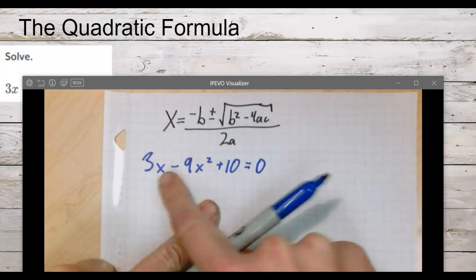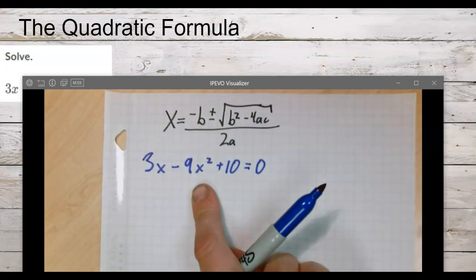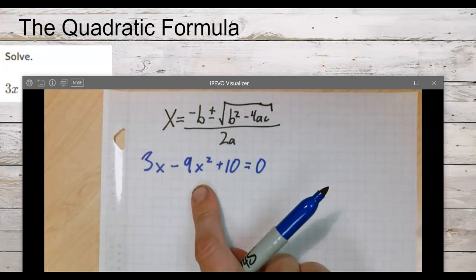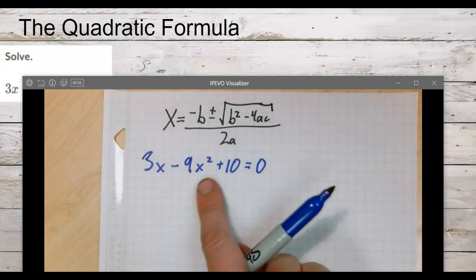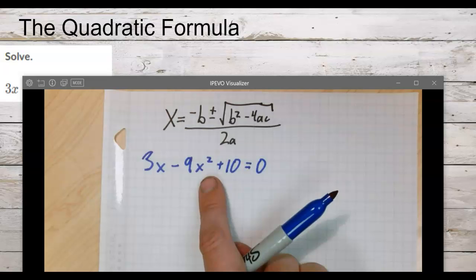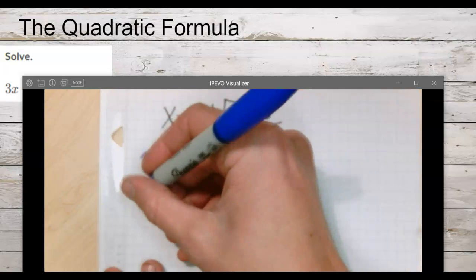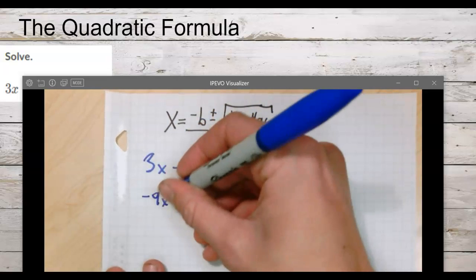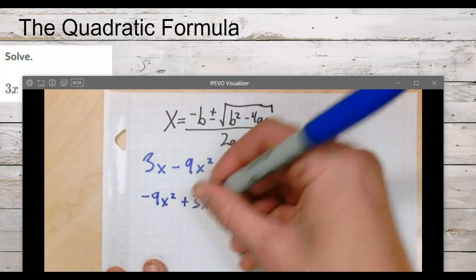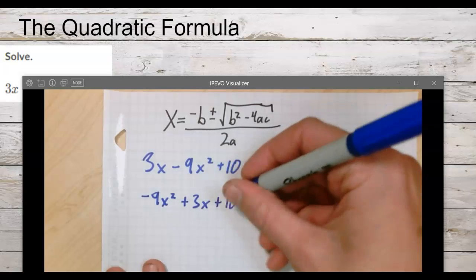Yeah, like we order our variables by power, right? And literally, it's called the order. When somebody asks you what's the order of that value, they're talking about what power does it have. So we got to fix this and make it negative 9x squared plus a 3x plus a 10.